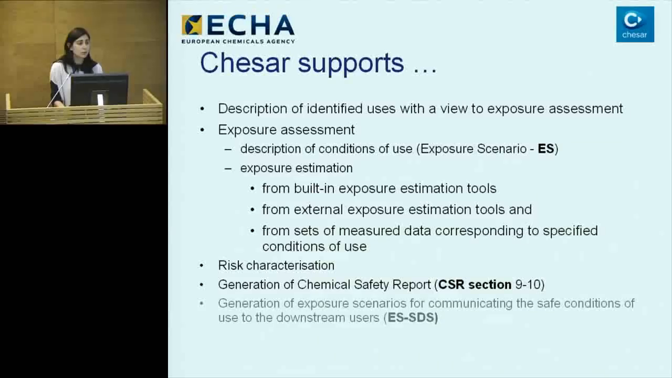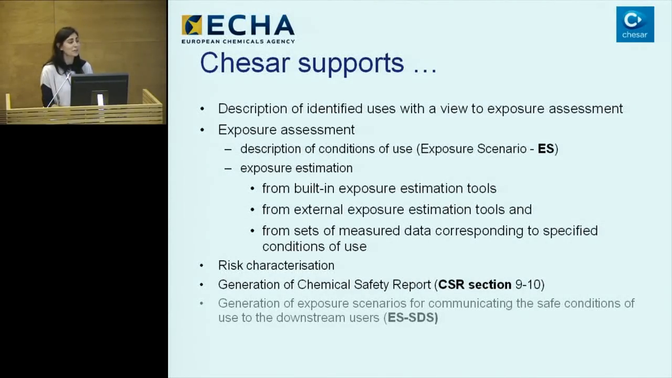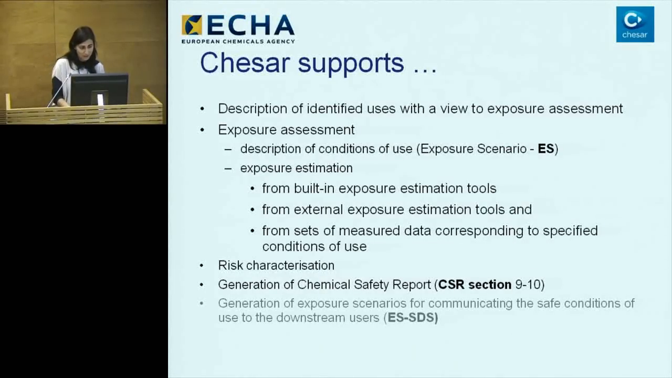So you can manually report the information from the tools that you are using into Chesar, or directly from measured data, from sets of measured data. Then Chesar, of course, does the risk characterization of the substance, and it generates the chemical safety report, sections 9 and 10. Chesar will be able very soon, or kind of soon, to generate also the exposure scenario to be annexed to the safety data sheet. Then I will come a bit later with the planning of the next future of Chesar.